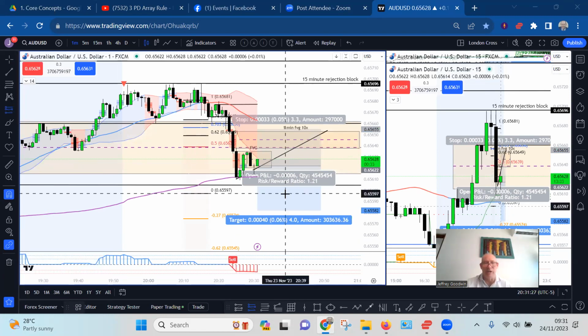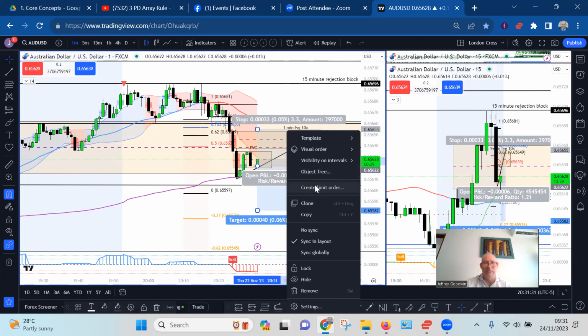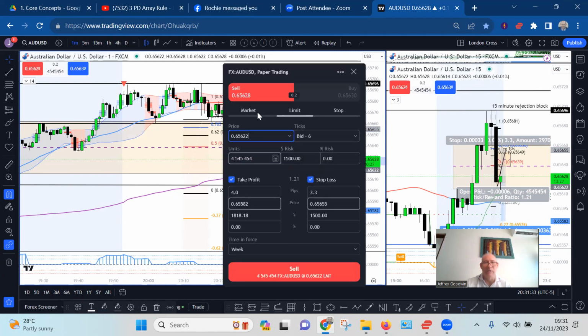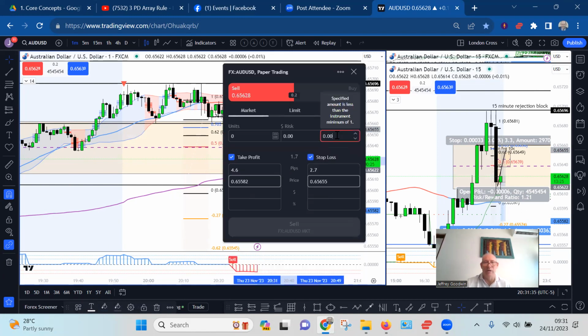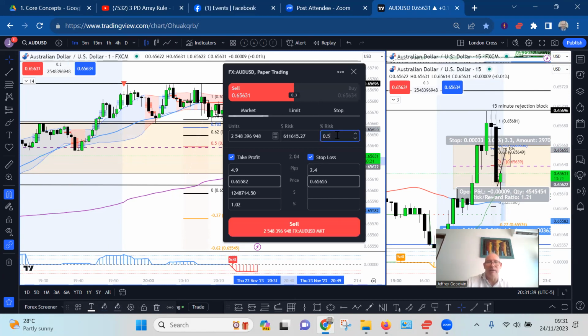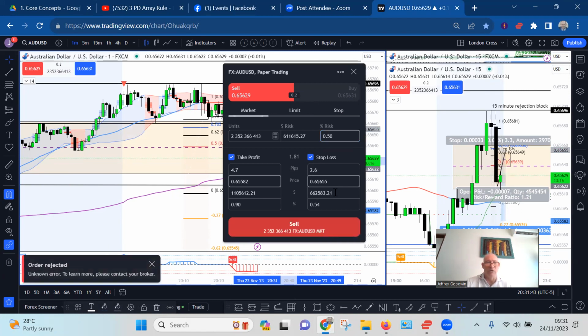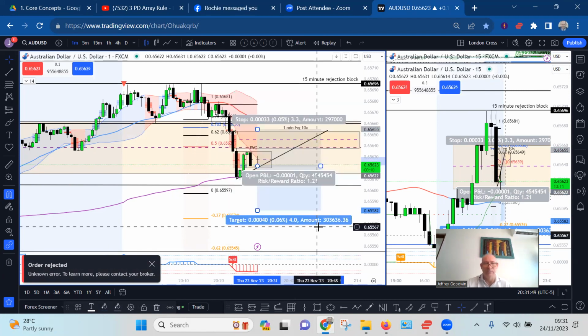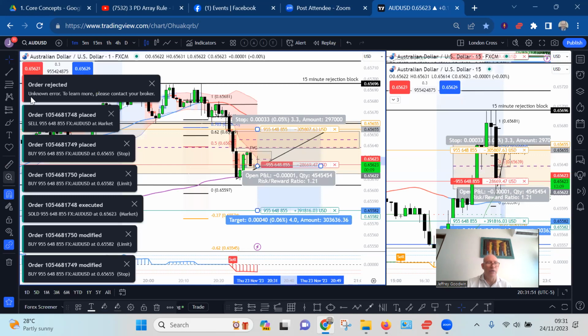Let's try and place an entry again. Mark execution. Let's do 0.5%. 0.5, this is too much at this. Order rejection. 0.25. Order executed. Yeah, so I'm now in this trade.